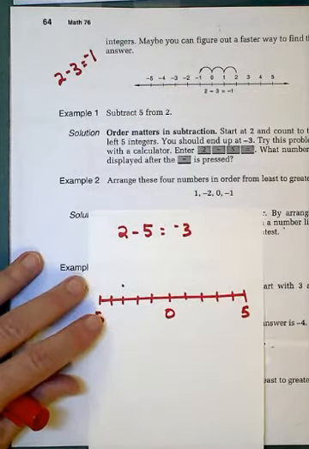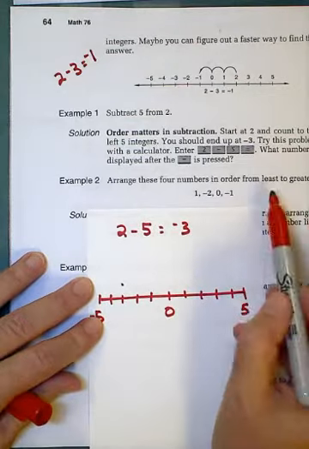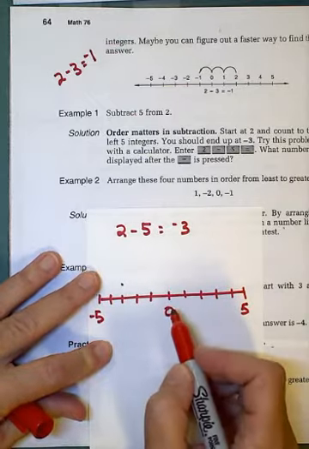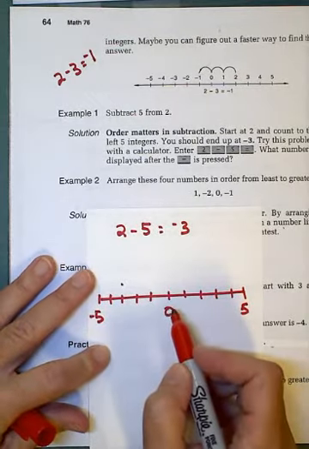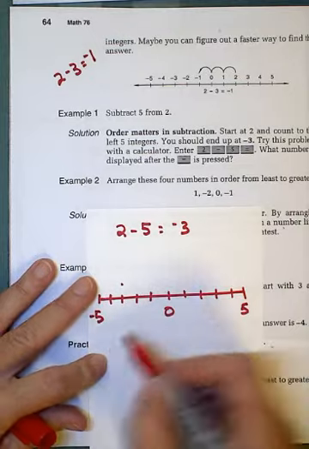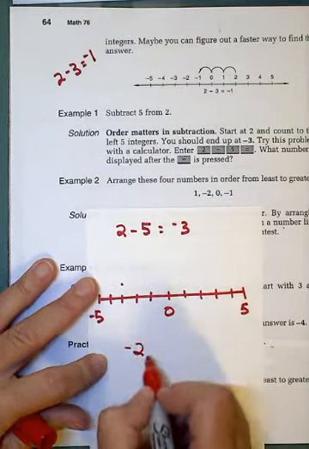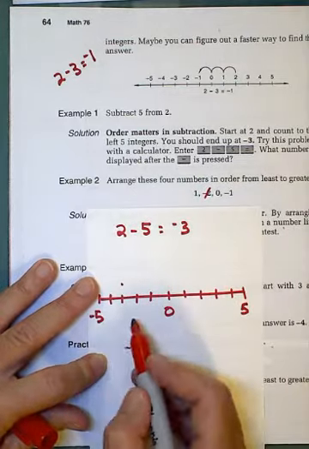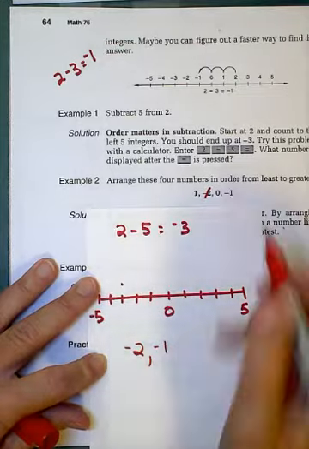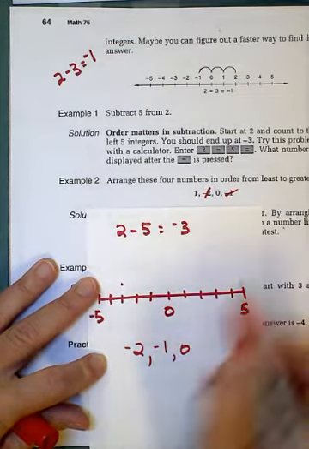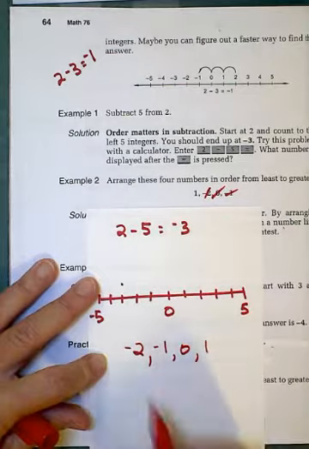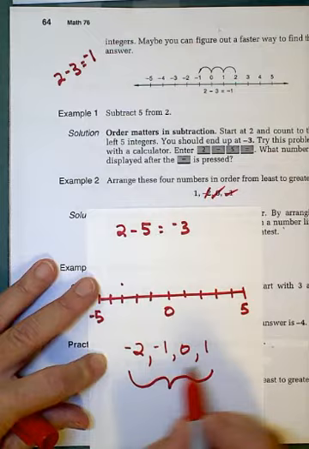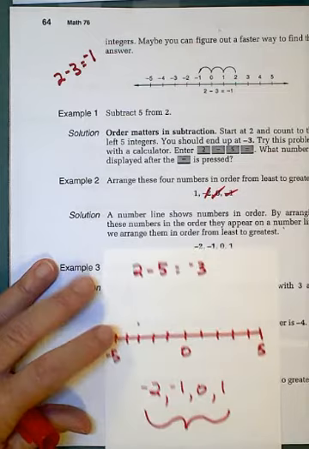In example 2, we're simply asked to arrange these numbers in order from least to greatest. Again, sketching out a simple number line may help you. We see that the number that's farthest to the left on the number line, and therefore the smallest, is -2. The next number we come across as we move to the right and get larger on our number line is -1, followed by 0, followed by 1. Therefore, these numbers written in order from least to greatest should look like this. And we have solved it correctly.